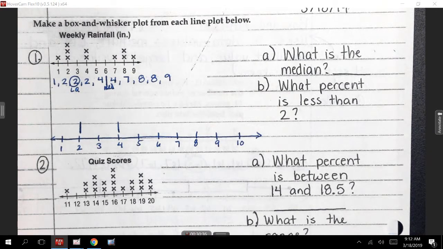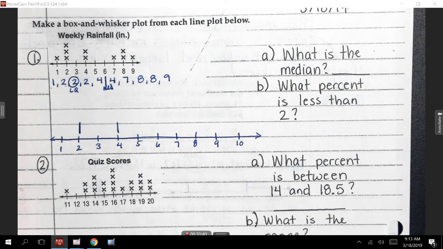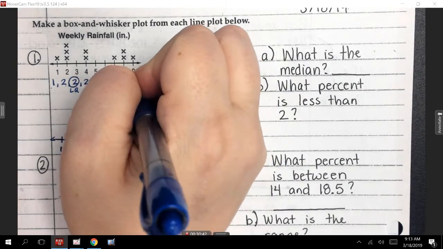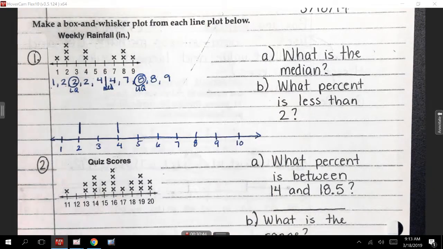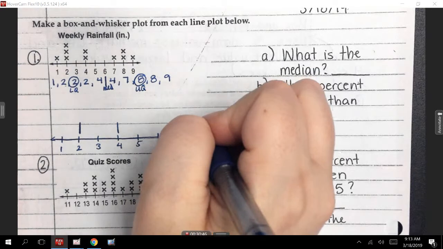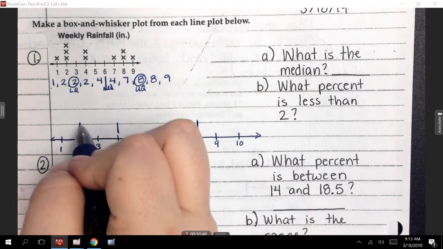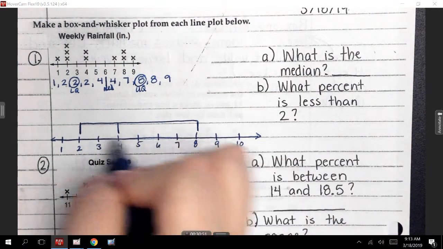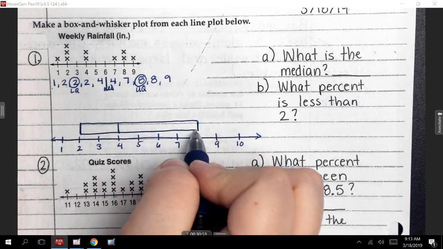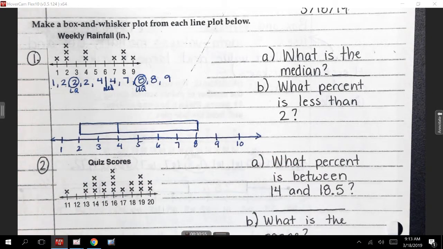All right, what else do I need for my box? Hannah? The first 8 for my UQ. Thank you for that description. Perfect. The first 8 for my UQ, and I'm going to put a line. So, guys, here's my box. Which part of the box do I have more space in? The first part or the second part? Jacob? The second one has a lot more space in it.